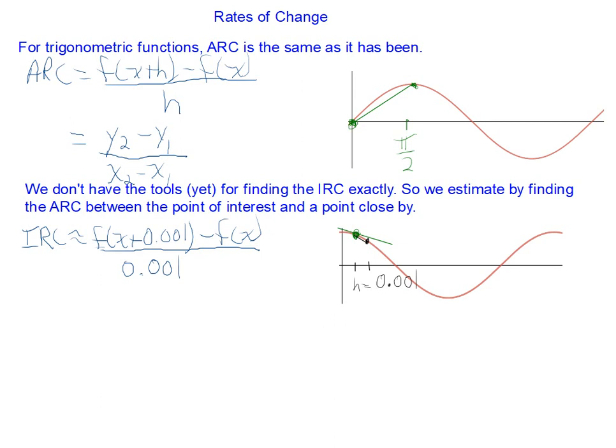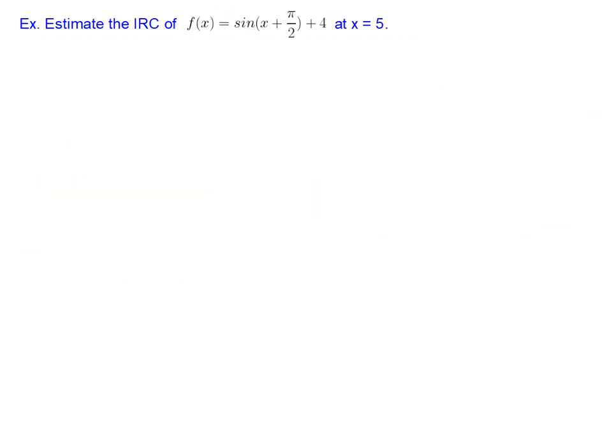All right, let's look at an example. I'll do an instantaneous rate of change example since it's very similar to the average rate of change. Here we'll estimate the instantaneous rate of change of this function, sine of x plus pi over 2 plus 4, and we're going to estimate that at x equals 5. So what we'll do is we'll just go ahead and calculate. We could substitute, and we've talked about this before. You know what? I'm going to do x equals 3 instead of 5. I just realized I miswrote this.